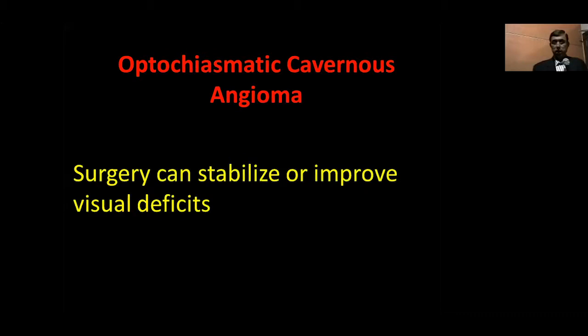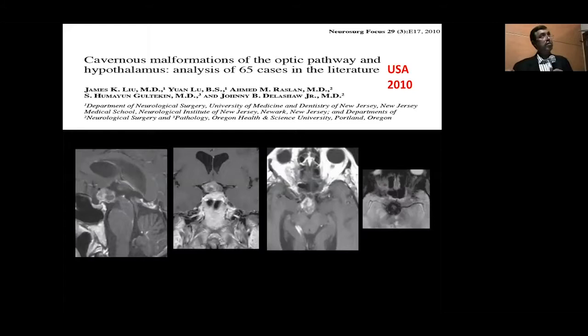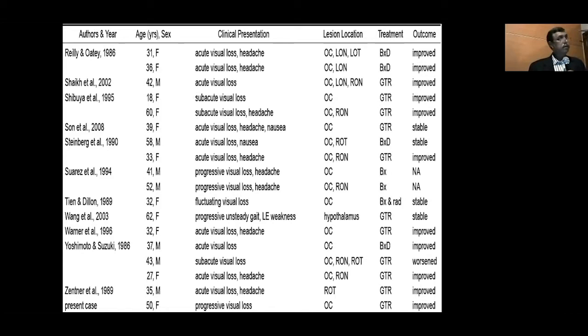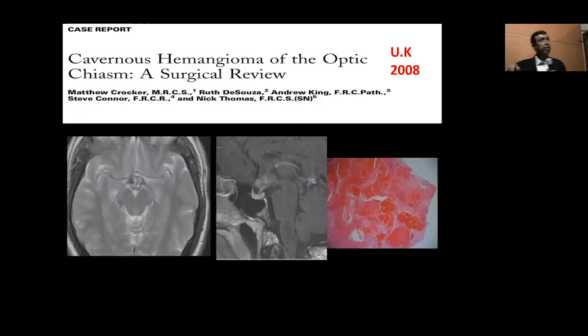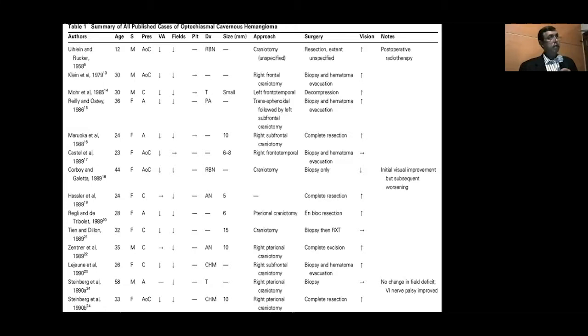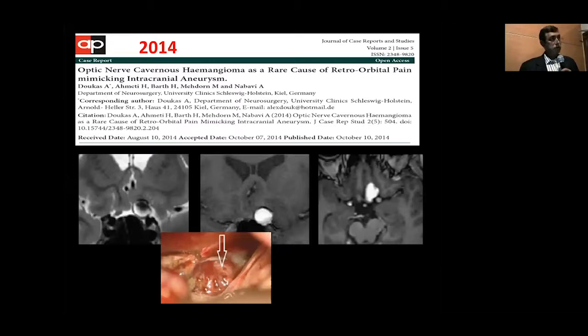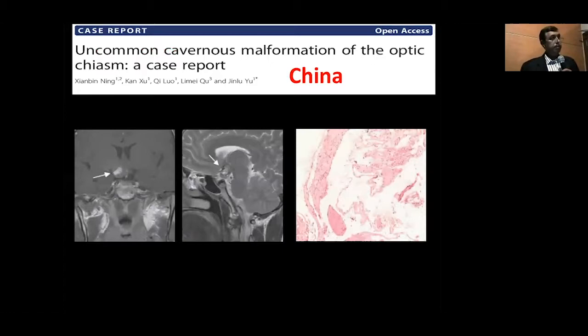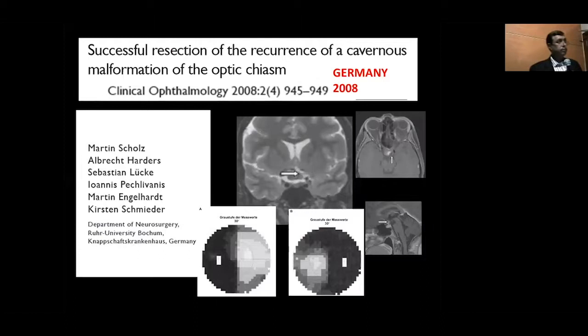Papers from the USA, 2010, cavernoma formation of the optic pathways and the hypothalamus, analysis of 65 cases in the literature, and these are the cases. So I'm talking about 65 cases in the whole of the literature. The names of the authors and the year, and so on. You don't have to read it. Another paper from the UK, 2008, again of the chiasm cavernoma. Again, they put the authors. 2014, this paper affecting the optic nerve. And this 2013, also affecting the optic nerve. And a paper from China, a paper from Germany, and from South Korea.